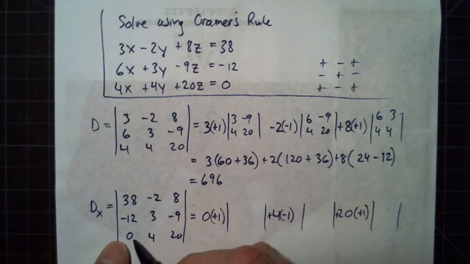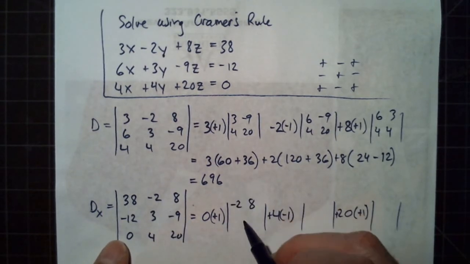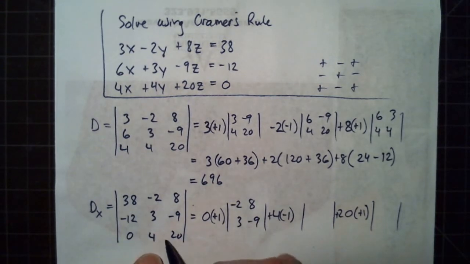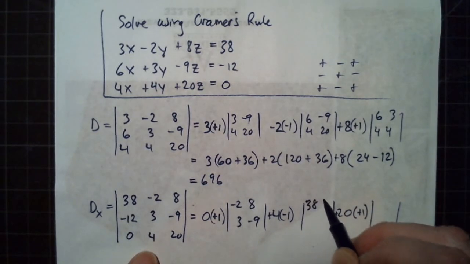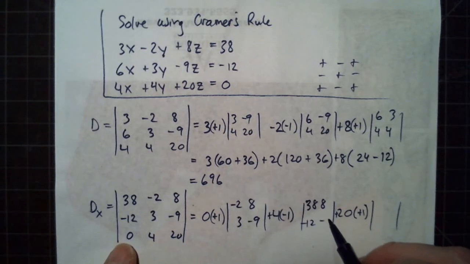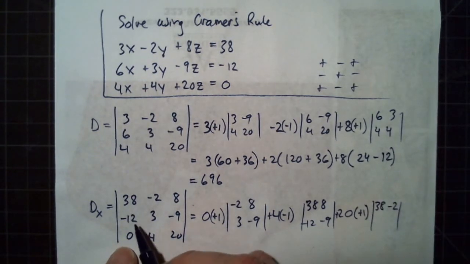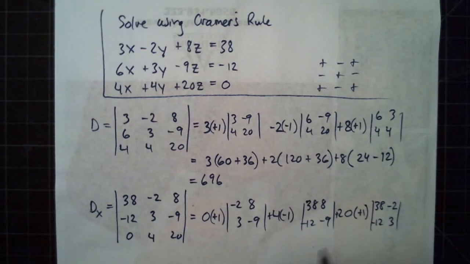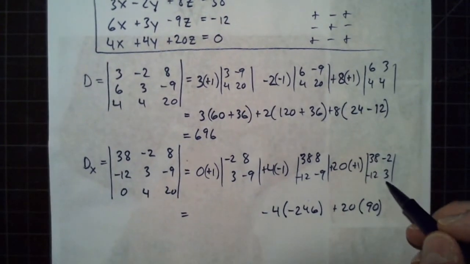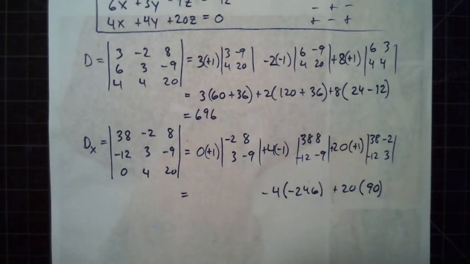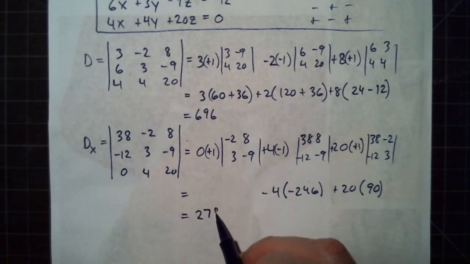When we take out the 0 column, 0 row, we get -2, 8, 3, -9. When we take out the 4 row and column, 38, 8, and -12, -9. Take out the 20 row and column, 38, -2, and -12, 3. That's 0, so we don't have to do any work there. And here we will have -4 times -246, and then here we'll have 20 times 90. Multiply and subtract to get that, which is 2,784.